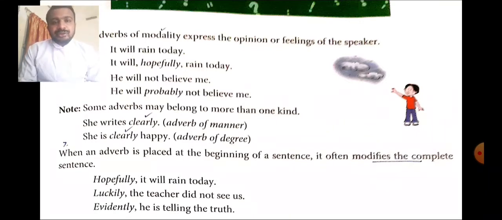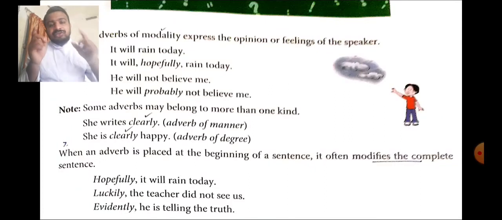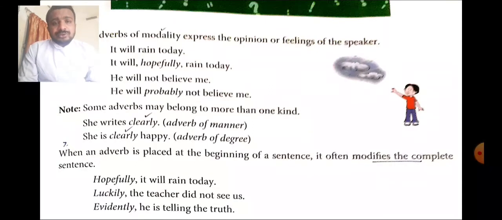Now, adverbs of modality express opinions or feelings of the speaker. It will rain today. It will hopefully rain today. In the first sentence, no adverb is used, but in the second sentence, hopefully is the adverb, and it tells the feeling of the speaker. Or another sentence, he will not believe me. He will probably not believe me. Probably is used as the adverb. Some adverbs may belong to more than one kind. For example, clearly can be used as an adverb of manner or an adverb of degree.